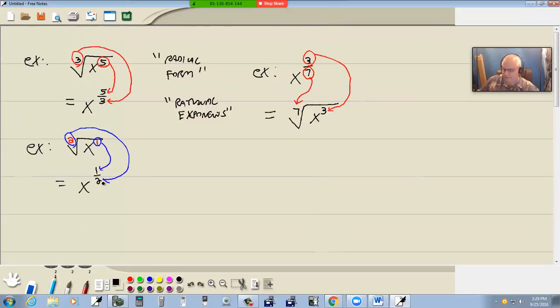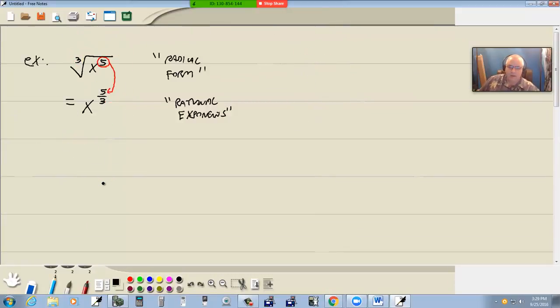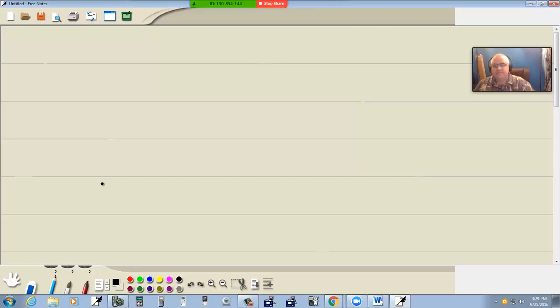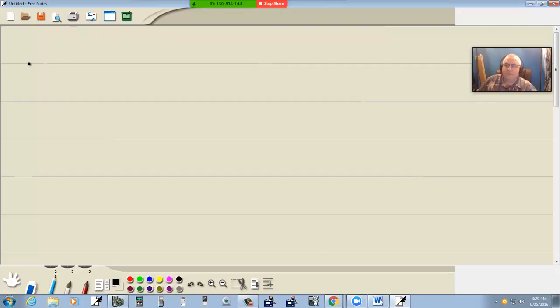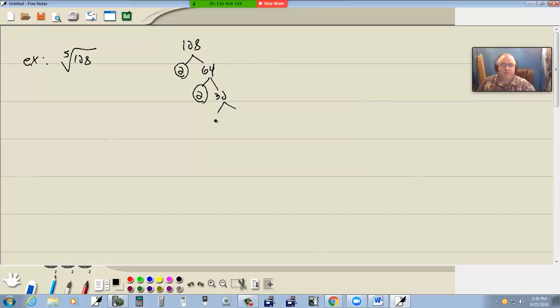Let me clear this off. Now the first thing, evaluate nth roots. We already looked at one of these. But let's say I'm going to evaluate the 5th root of 128. So we need to do our prime factorization. Start with our first prime 2. It's divisible by 2. 2 times 64. 2's prime, I circle it. 64 is still divisible by 2. 2 times 32. 2's prime, circle it. 32 is still divisible by 2.